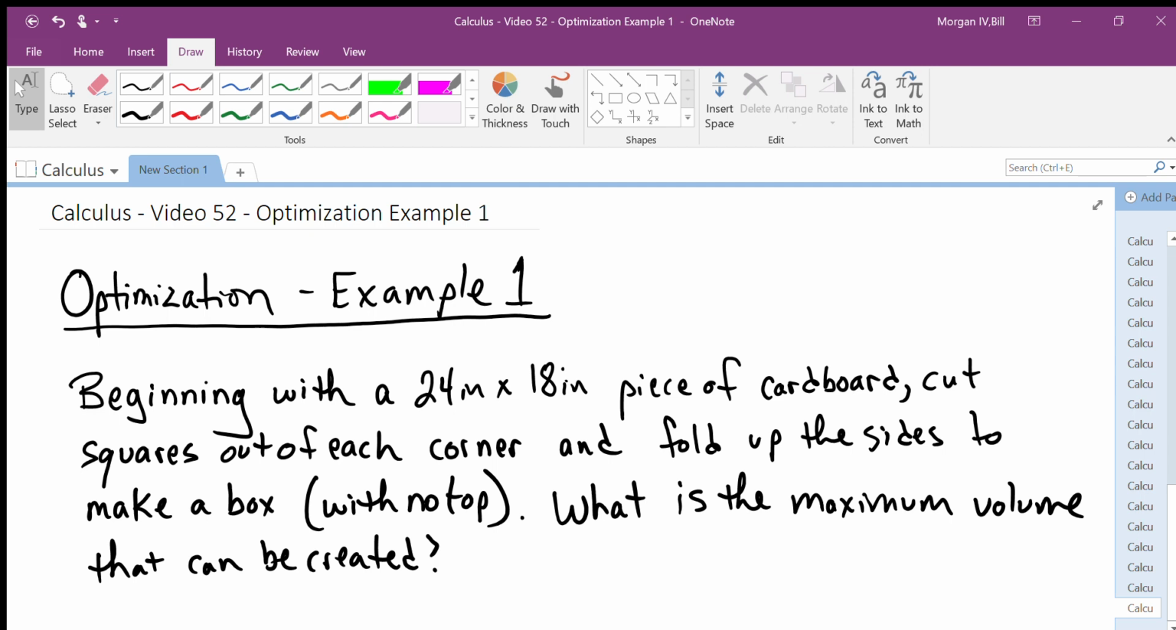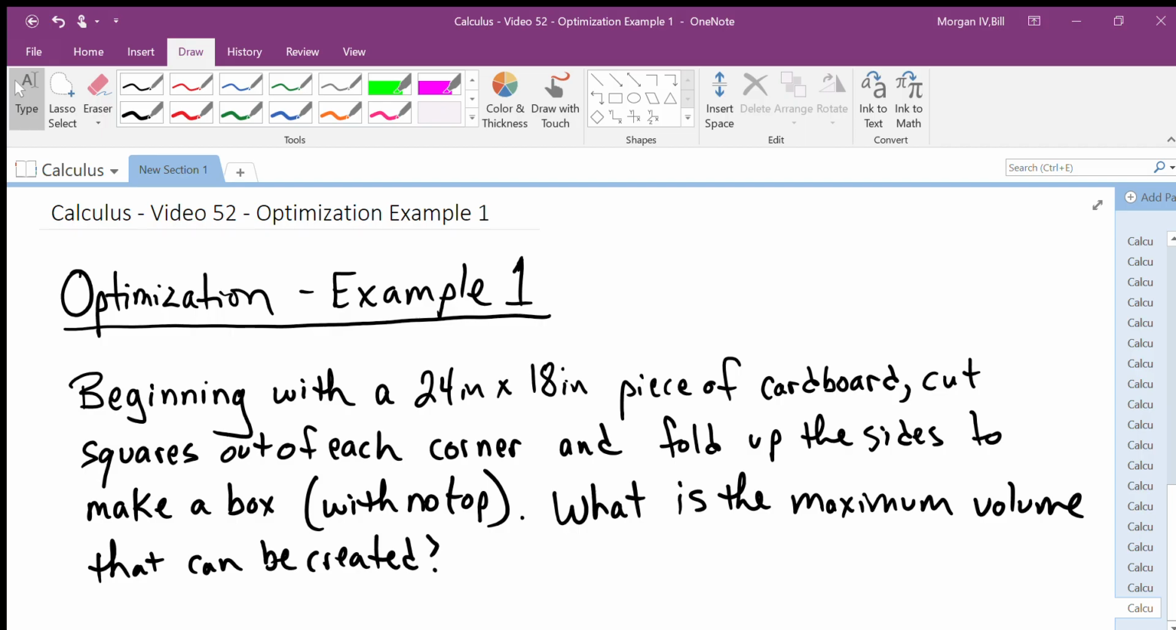Calculus, video 52, optimization, example 1. I guess technically we had an example in our first optimization video, but we'll call this example 1 anyway. So example 1, beginning with a 24-inch by 18-inch piece of cardboard, cut squares out of each corner.